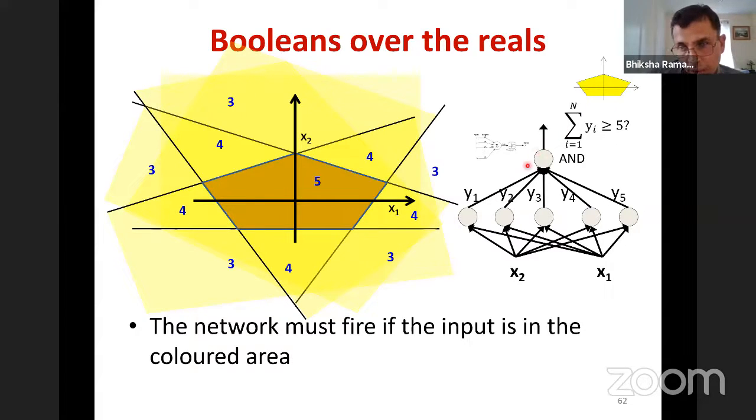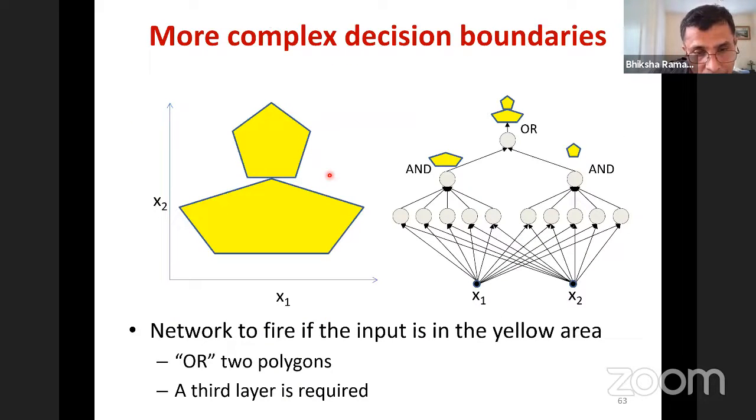And so now if I simply take all 5 outputs, add them up and compare them to a threshold of 5, basically by applying a little perceptron combining these 5 outputs, which compares their sum to a 5, I can produce a network which outputs 1 when the input is inside the pentagon and 0 outside. And so now I have been able to model the pentagonal decision boundary.